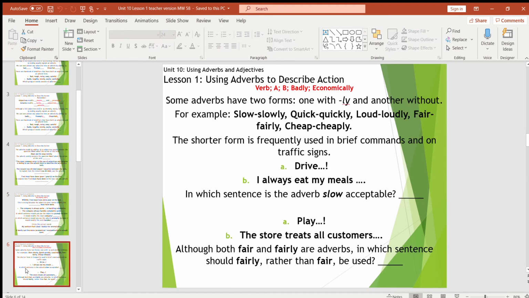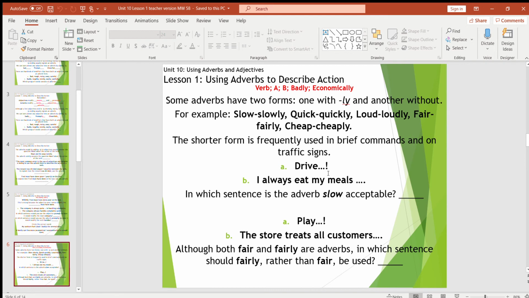So some adverbs have two forms. One has the ly form, one does not. For example, slow or slowly, quick quickly, loud loudly, fair fairly, cheap cheaply. The shorter form is generally used in brief commands or traffic signs. So if we have "drive blank" versus "I always eat my meals blank," in which sentence is the adverb slow acceptable? A, right? You'd say drive slow. But technically, you should say drive slowly.